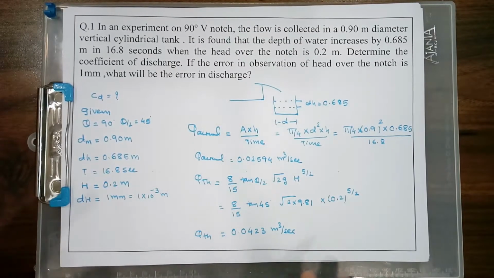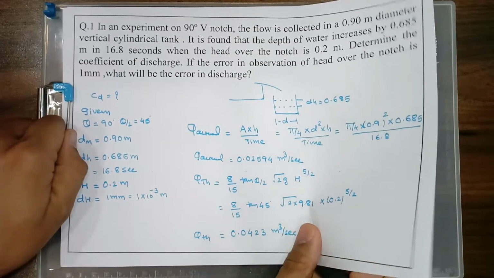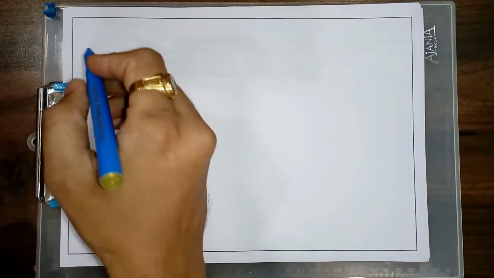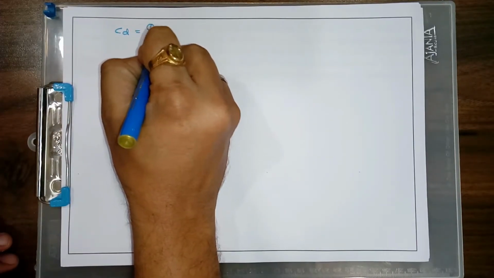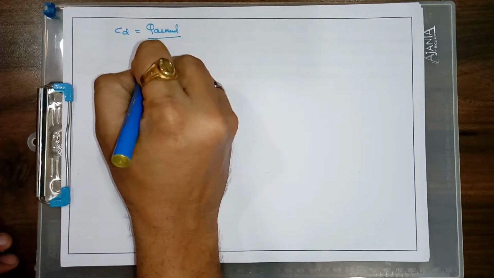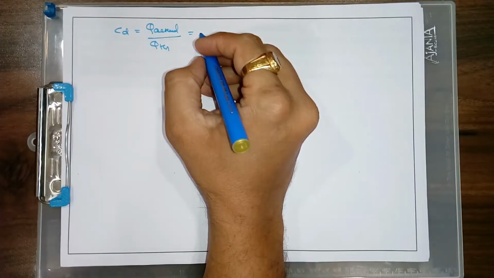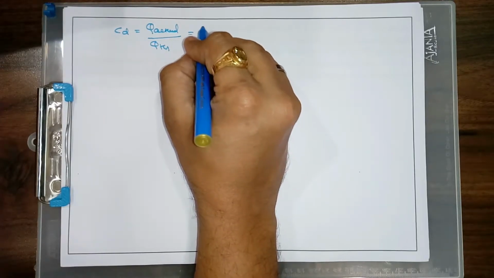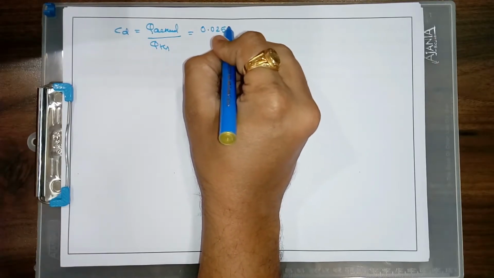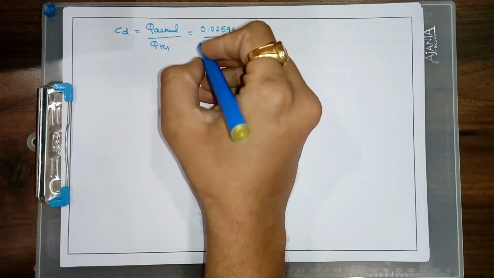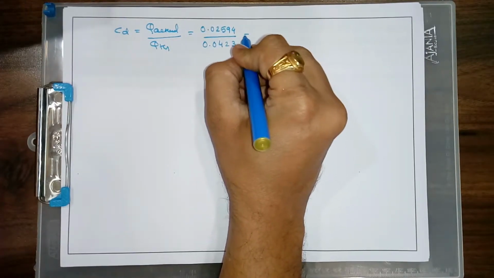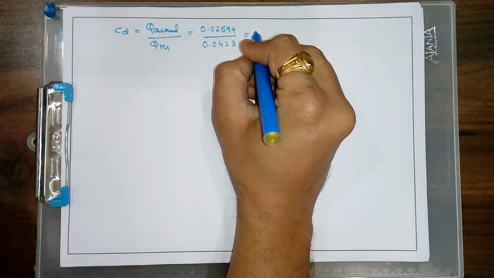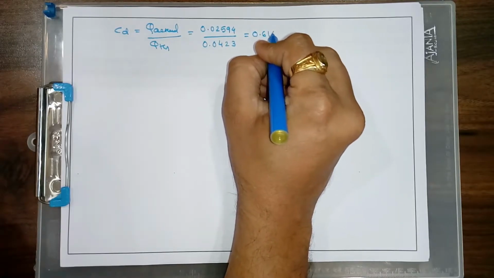Now students, from the theoretical discharge and actual discharge we are able to calculate the coefficient of discharge. So CD equals Q actual divided by Q theoretical. We have the value of Q actual, that is 0.02594, and Q theoretical, that is 0.0423. So from these two values we get the value of the coefficient of discharge, that is 0.614.